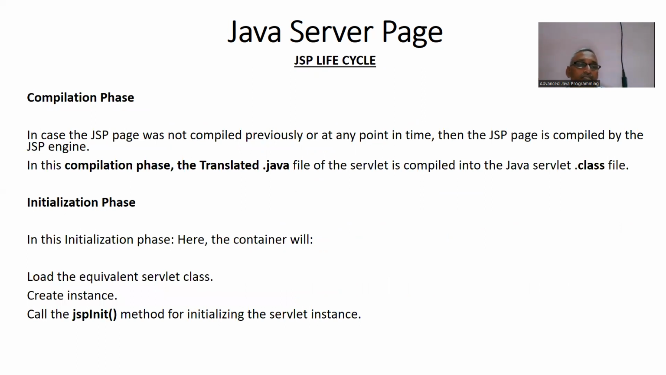The compilation phase: the JSP page was not compiled previously or at any point in time. Then the JSP page is compiled by the JSP engine. In this compilation phase, the translated .java file of the servlet is compiled into the Java servlet .class files.